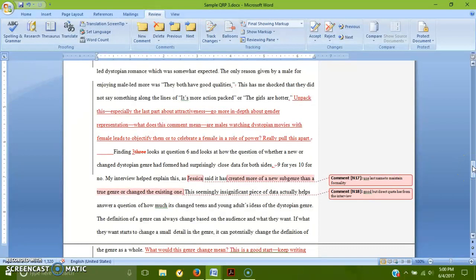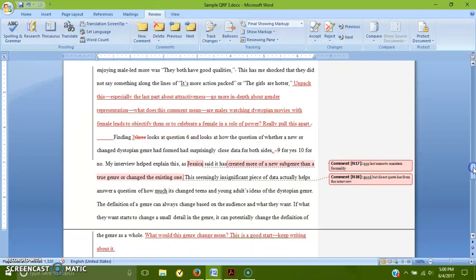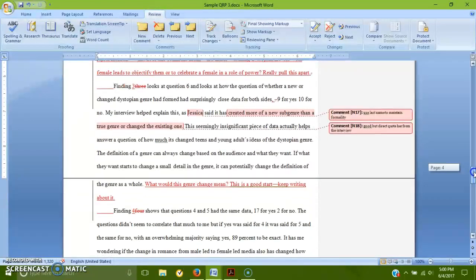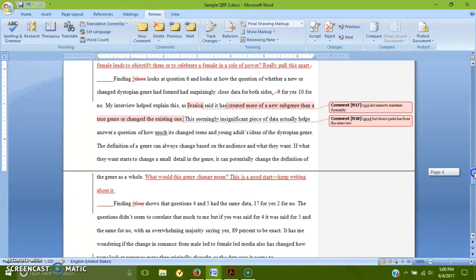So keep in mind, if you're talking about these really complicated subjects like race or gender or class, etc., make sure you start pulling these apart rather than just leaving them as they are.